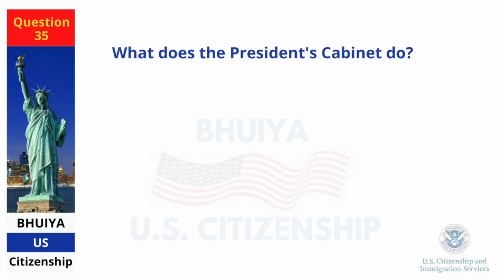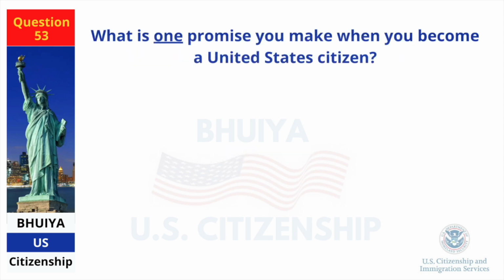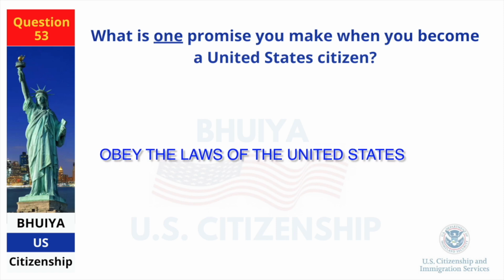What does the President's Cabinet do? Advises the President. Who is in charge of the executive branch? The President. What is one promise you make when you become a United States citizen? Obey the laws of the United States.